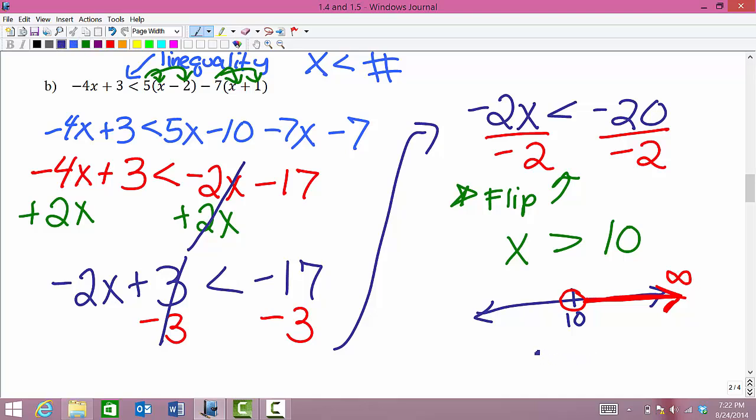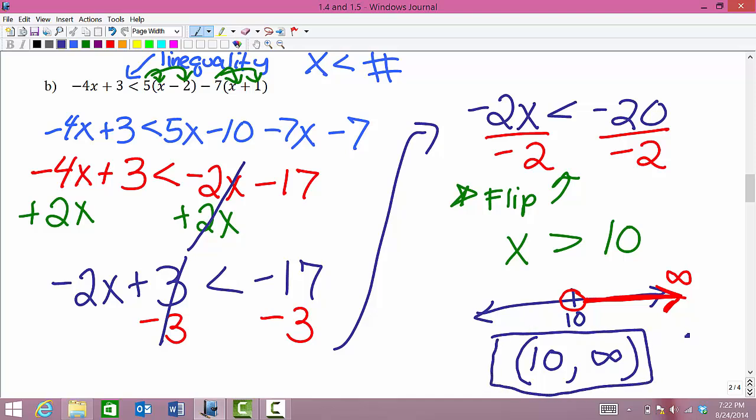So my interval notation will be from 10, that's the smallest value represented on my graph, to the largest value, which would be positive infinity. Because I have an open circle, we will use open parentheses. And we use open parentheses on both. And this would be my final answer in interval notation.